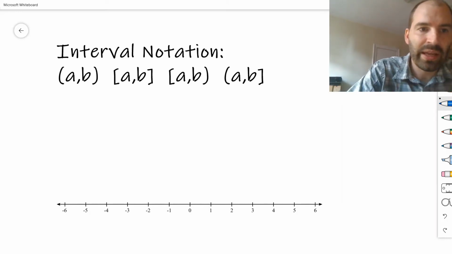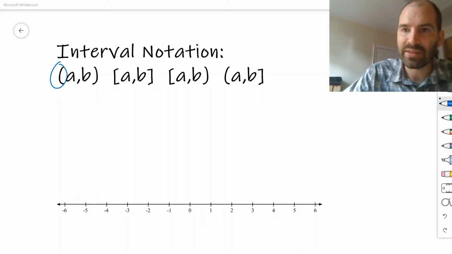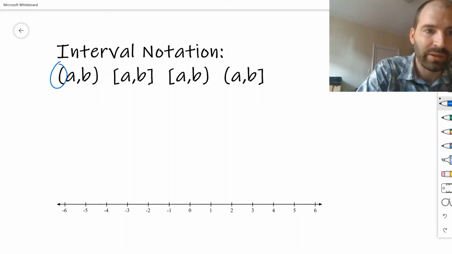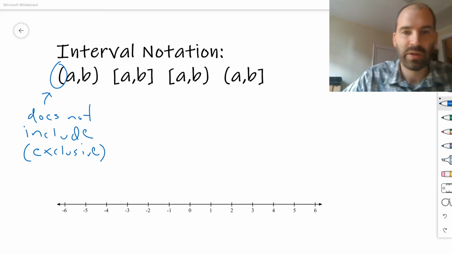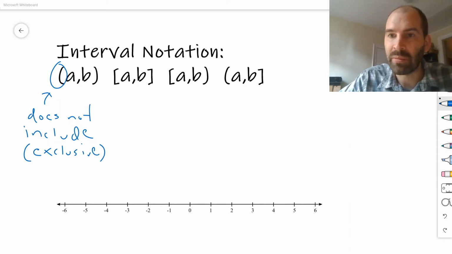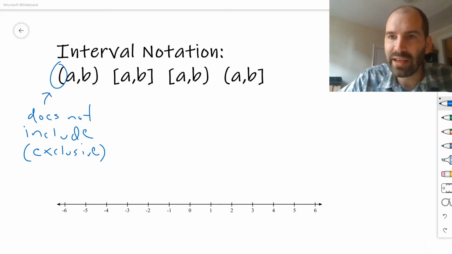Okay, so in this first one, we have a round bracket. The round bracket means that the number is not included. So you read that as does not include. Another way to say this is that it's exclusive, because it excludes the number A. So this first interval, we would say, is the interval from A to B exclusive.